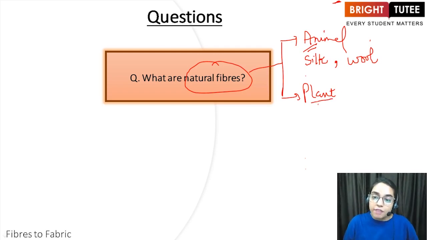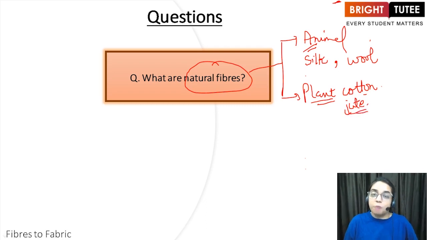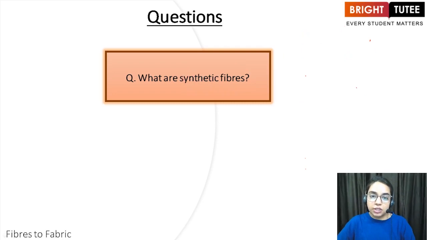Okay, the plant fibers are the ones which have a plant source. For example, cotton, which grows in fields and requires black soil, and one more example can be jute, which is again obtained from the stem of the jute plant. Okay, let's move to the next question.